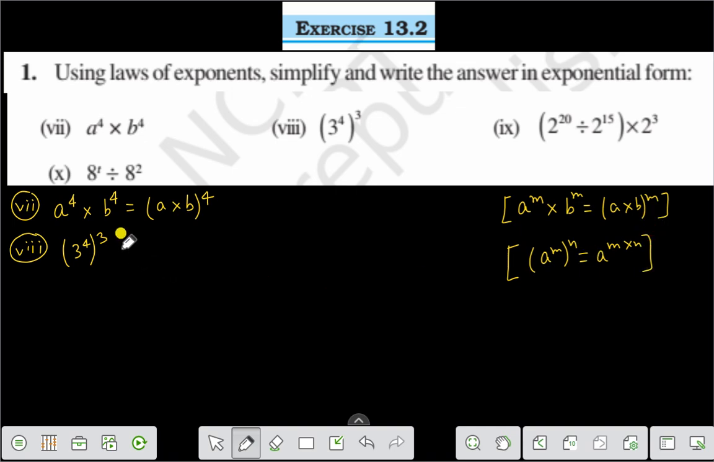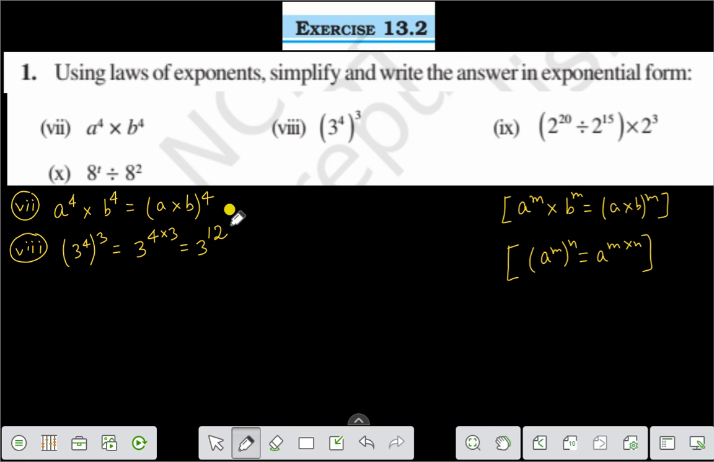Therefore, we can write here 3 to the power 4 into 3. That becomes 3 to the power 12, since 4 times 3 is 12. That is question number 8.